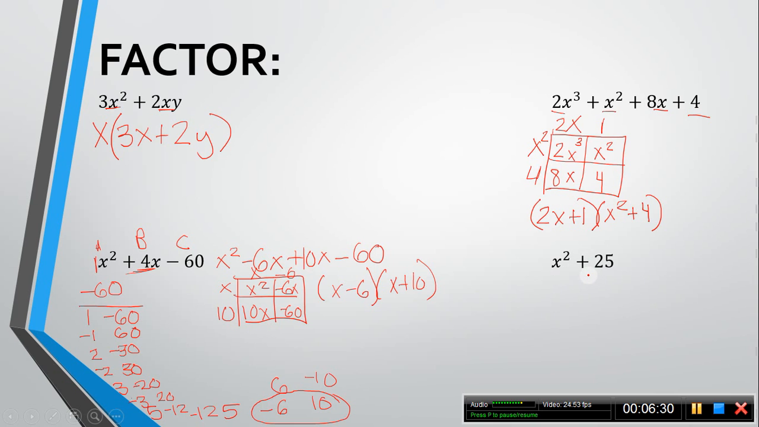Last problem that we did was difference of squares. So we are going to want to first create our two parentheses. If you remember, I always said one's going to have a plus, one's going to have a minus. So x squared. Square root of x squared is x. Square root of 25, 5.